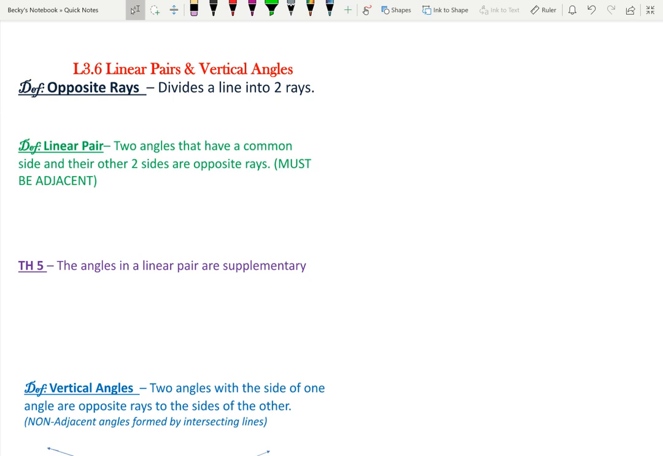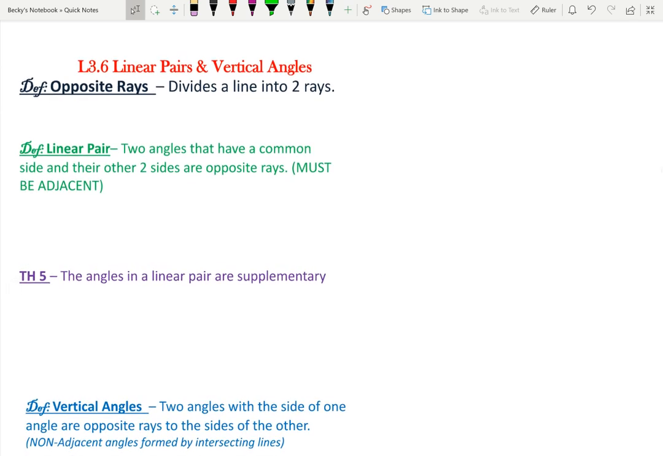First we're going to start with a definition, opposite rays. It's just simply a line. When you have a line, here's your point. So you have ray, let's say AB, and the opposite ray would go in the opposite direction from A, and that would be ray AC. So opposite rays would be rays AB and AC. And guys, it just looks like a line.